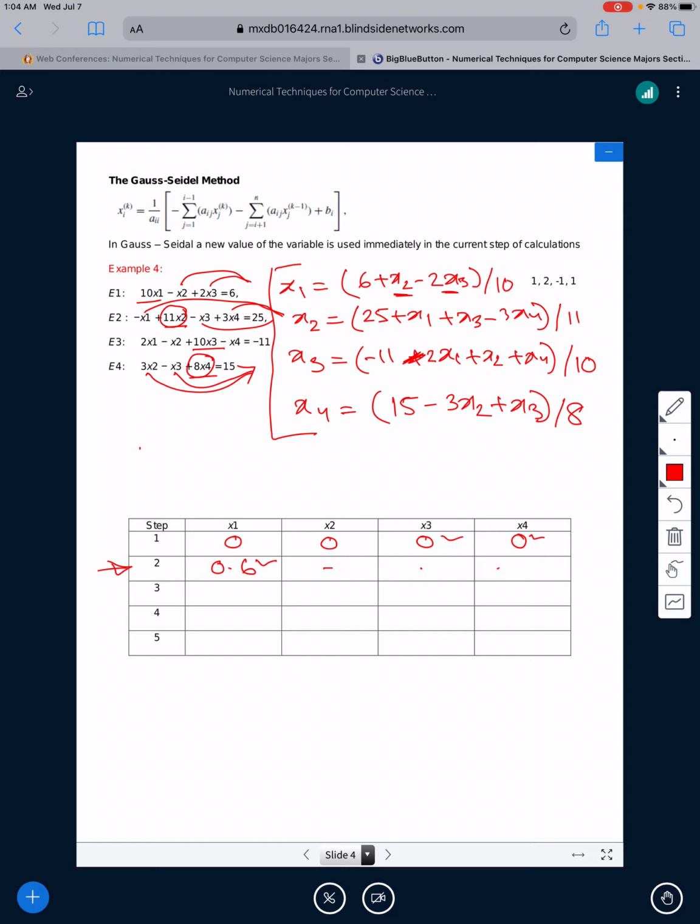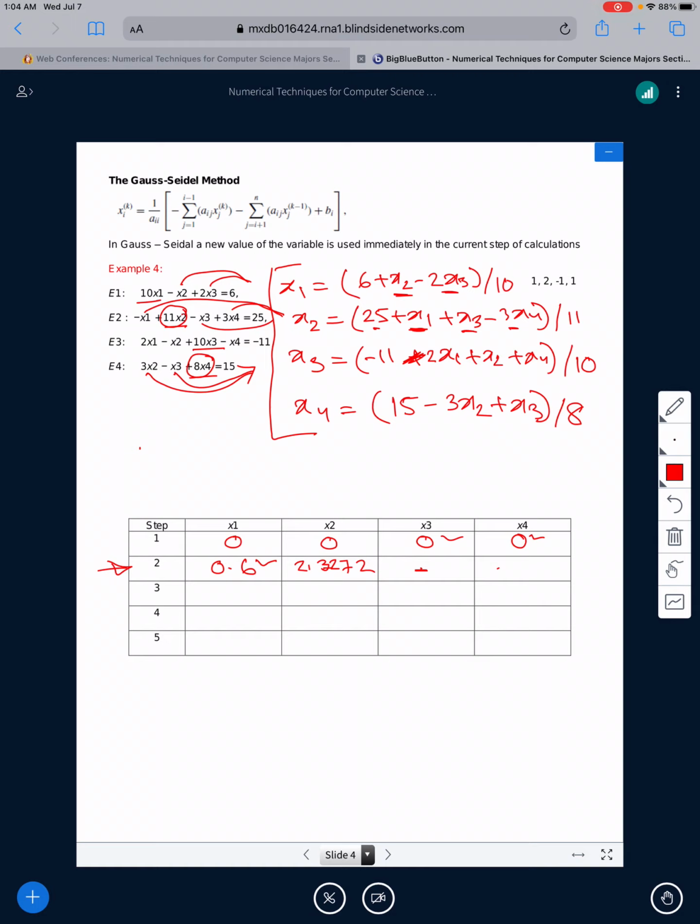So look at here what will happen. 25 plus x1, which is 0.6, then 0 and 0. So 25 plus 0.6 divided by 11. Let me see what that is. 25 plus 0.6, and then we are dividing by 11. So that will be 2.3272 something.